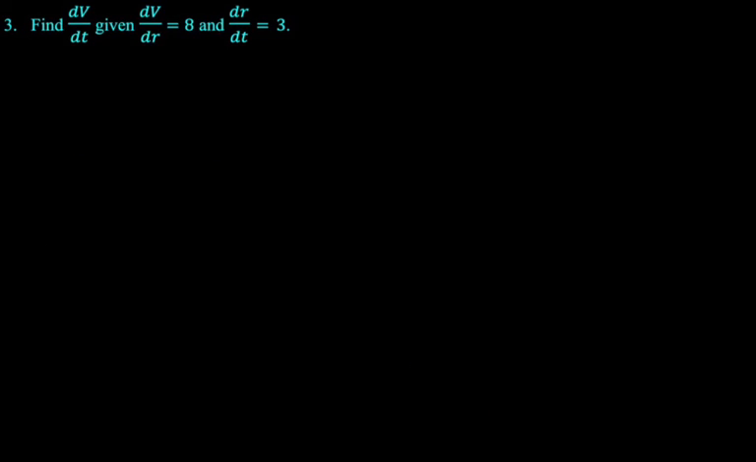Find dV/dt given that dV/dr is 8 and dr/dt is 3. So we've seen this concept a couple times. It's basically the chain rule, right? dV/dt is going to be, if I start off with dV/dr, I'm going to have to multiply by dr/dt to get those drs out of there. So let's see, I'm going to set it up. dV/dt is dV/dr times dr/dt. That's the chain rule. And then we just plug in values.